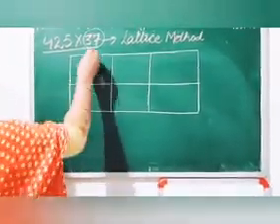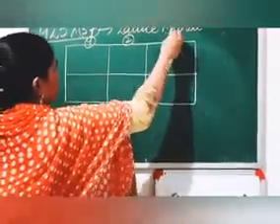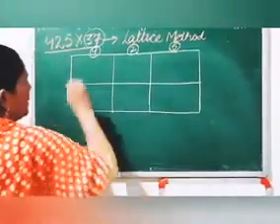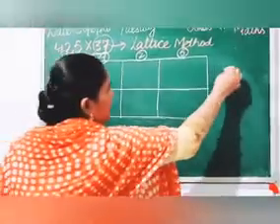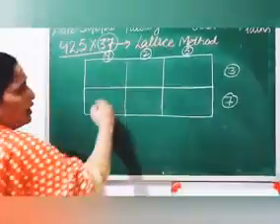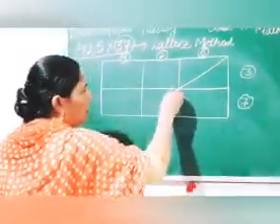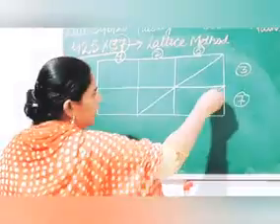Here it is a box of 4, a box of 2, and a box of 5. Then 37, with 3 here and 7 here. After that, we will divide these boxes diagonally into two parts like this.